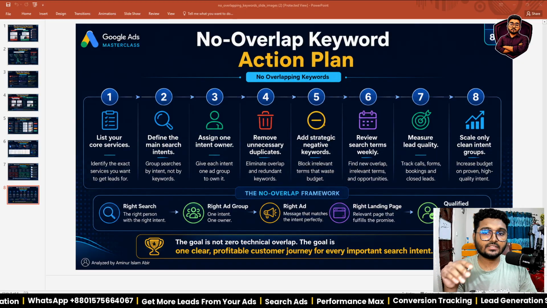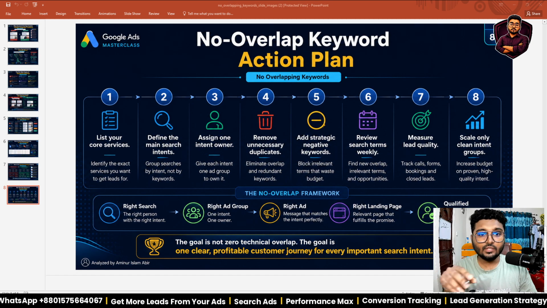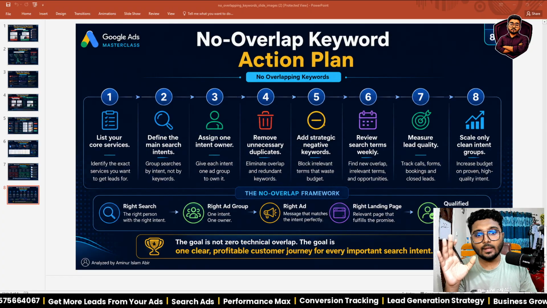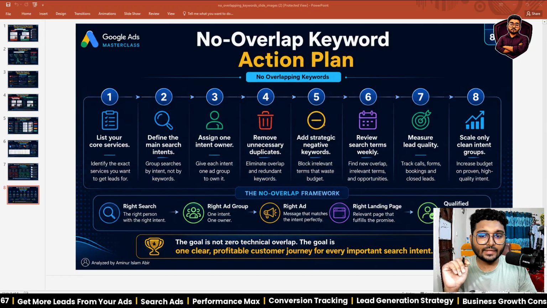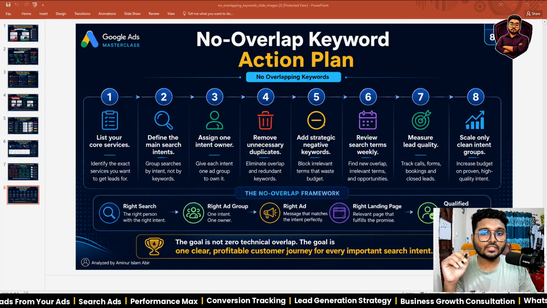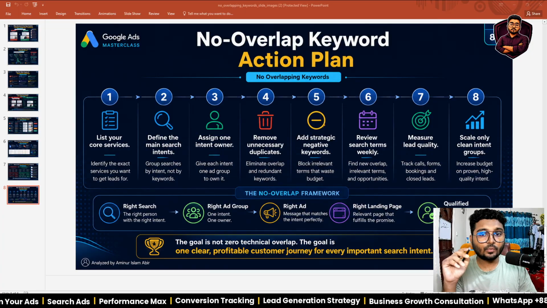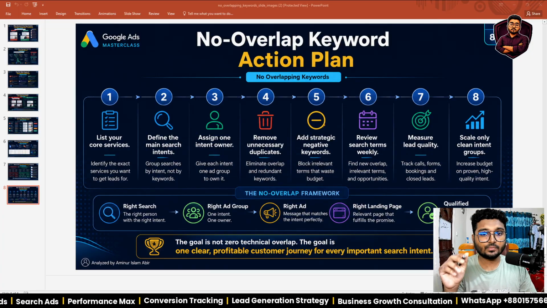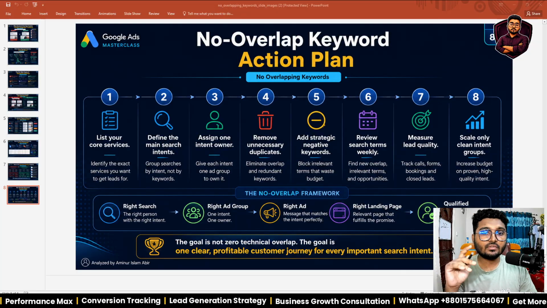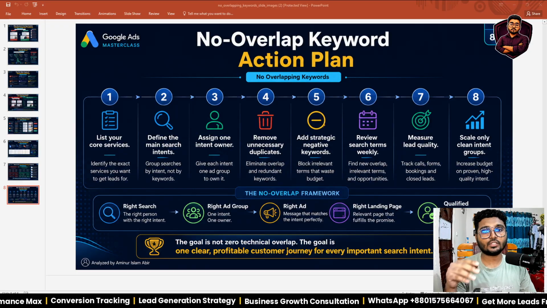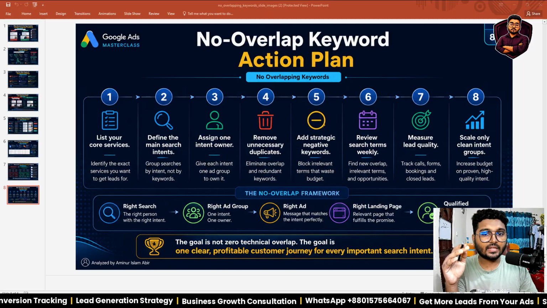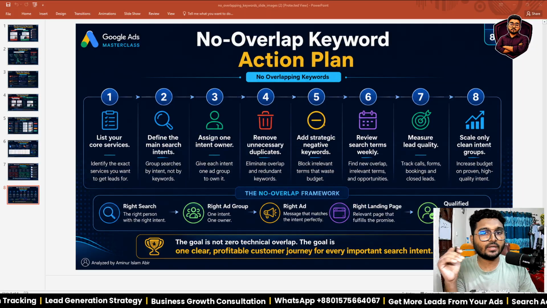Step 5, add generic negative keywords. Use negatives to prevent cross-service confusion. Do not use them to micromanage every minor search variation. Step 6, review search terms weekly. Check whether important searches are reaching the correct ad group, the correct advertisement, and the correct landing page. Step 7, measure lead quality. Compare conversion rate, cost per qualified lead, booked jobs, close rate, customer acquisition cost, and revenue by search intent.